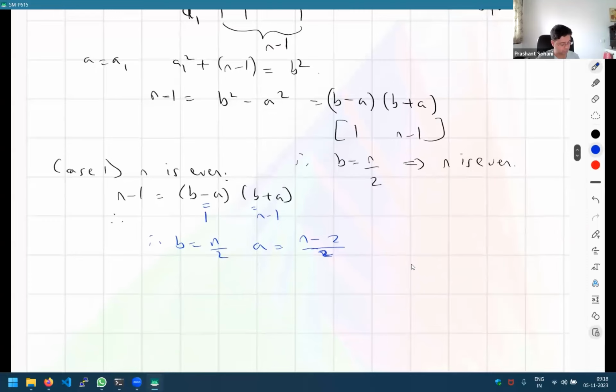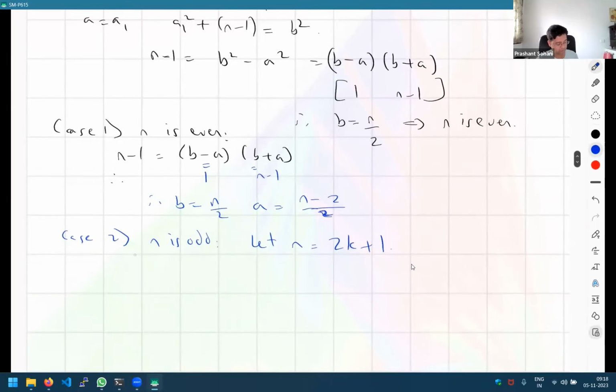But in the other case, suppose n is odd. Let us say n is of the form 2k plus 1. So then the original equation becomes, n minus 1 which is 2k is equal to b minus a plus a. So now what will happen?